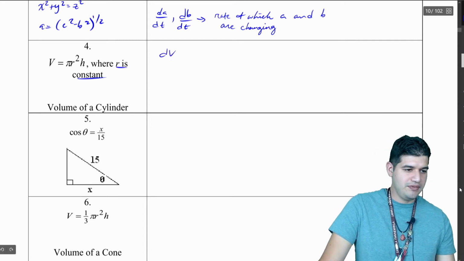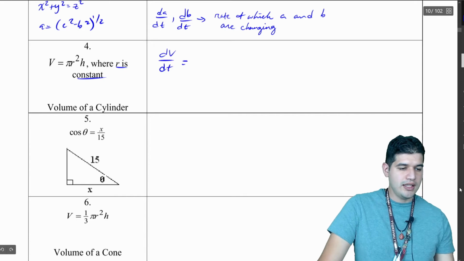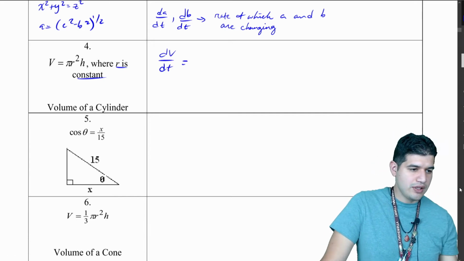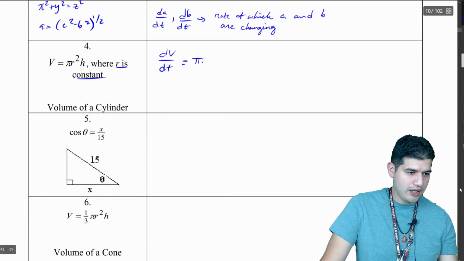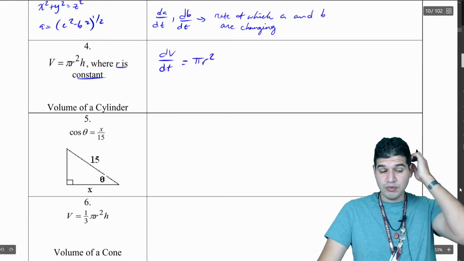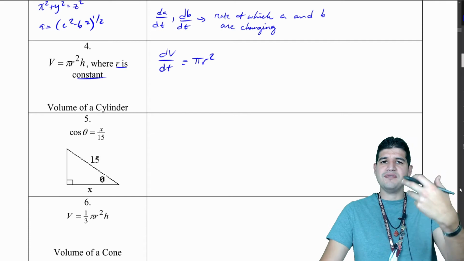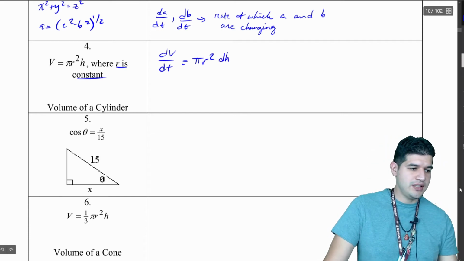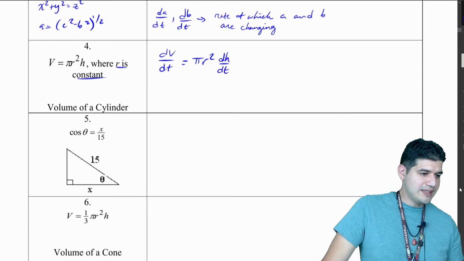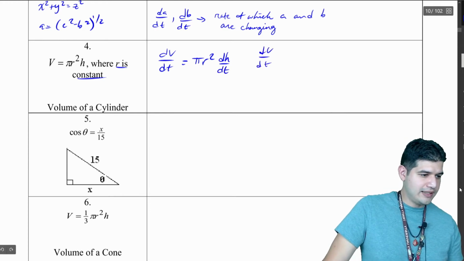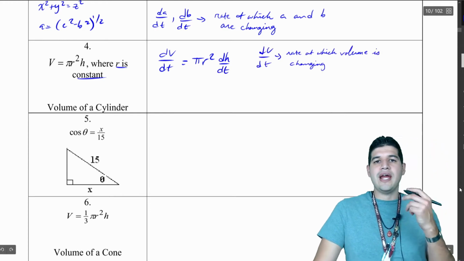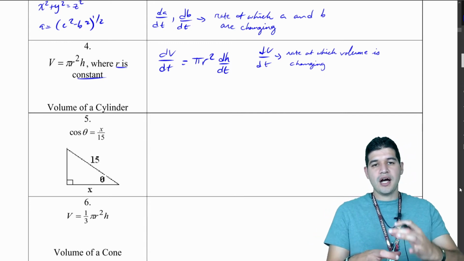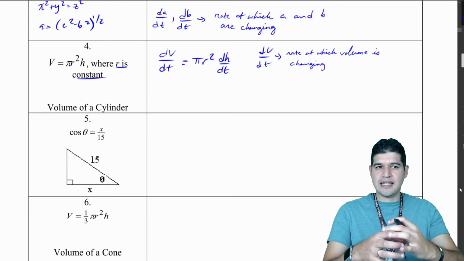So I'm going to get dV/dt equals, so it's just a constant times the height. So the constant is going to be pi r squared, because that's a constant multiple. And the derivative of h, well, that's just 1 times dh/dt. So what does dV/dt stand for? Well, that's just going to be the rate at which the volume of this cylinder is changing. Think of something like a soda can or Pringles can.